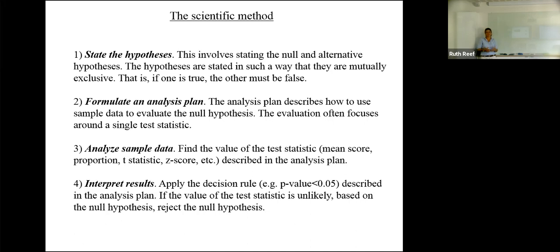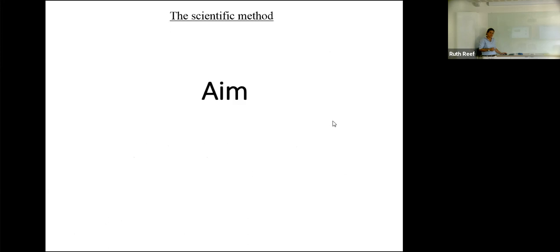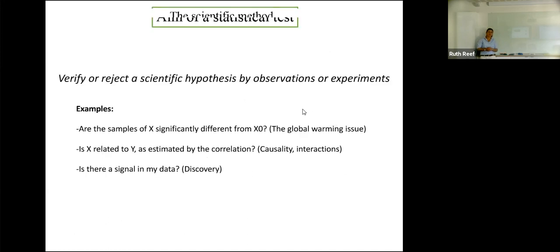And of course, once I've run the test, I need to interpret those results. So I'm going to apply some sort of decision rule, and we will often use something that's called a p-value, and that would be described in my analysis plan. And if my test statistic has a value that is unlikely to support the null hypothesis, I will reject it. So the aim of my scientific experiment or observation is to verify or reject a scientific hypothesis.